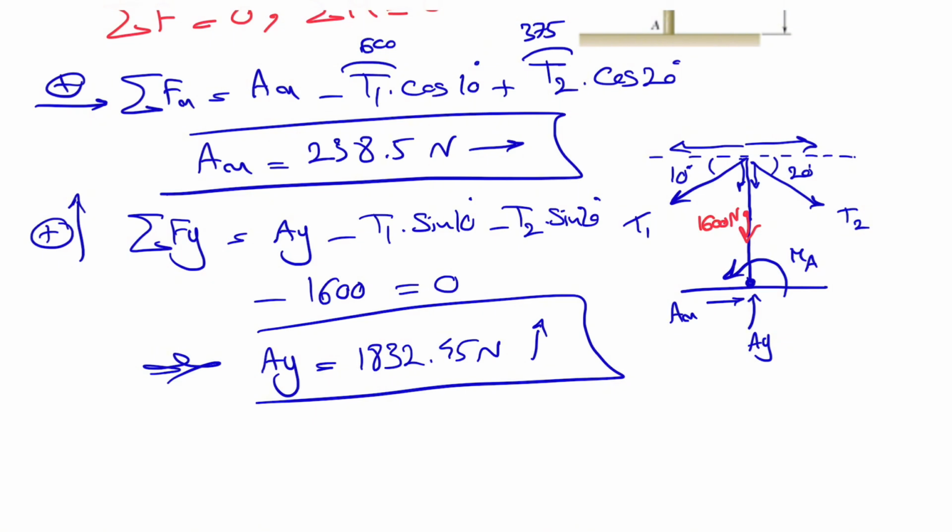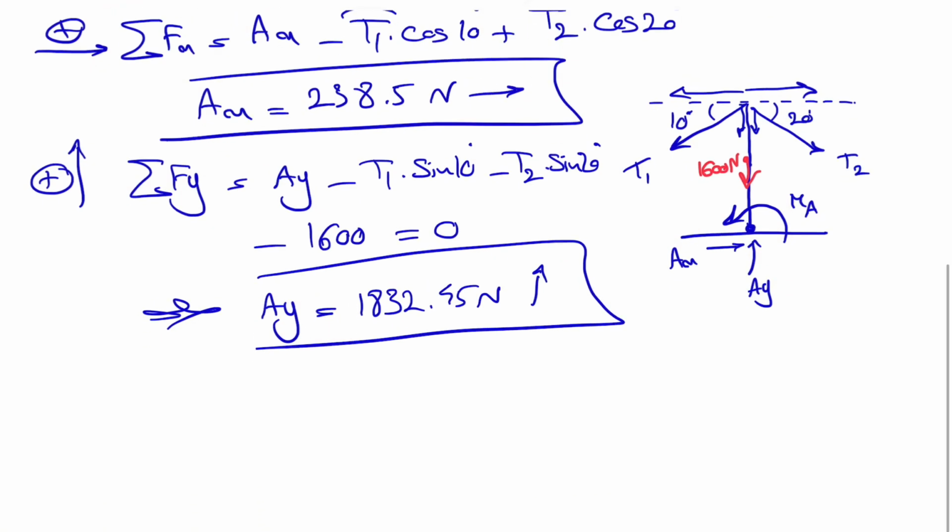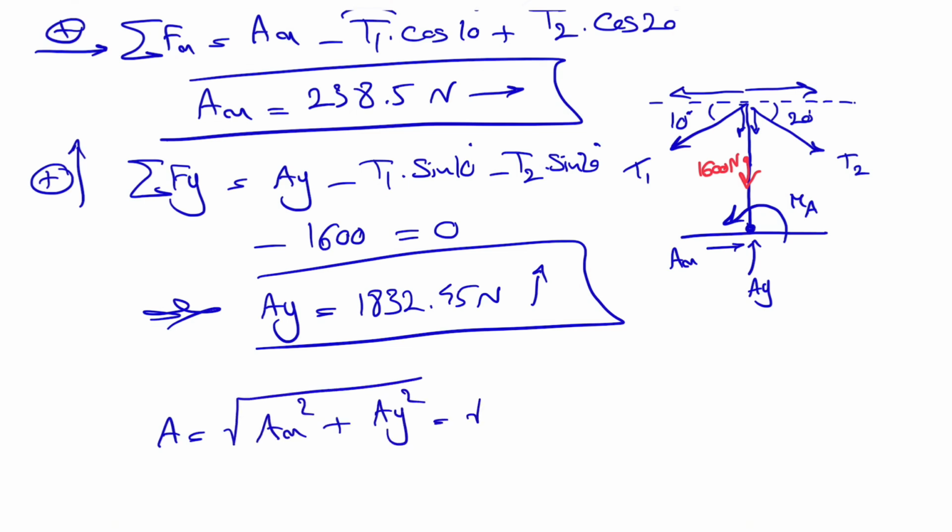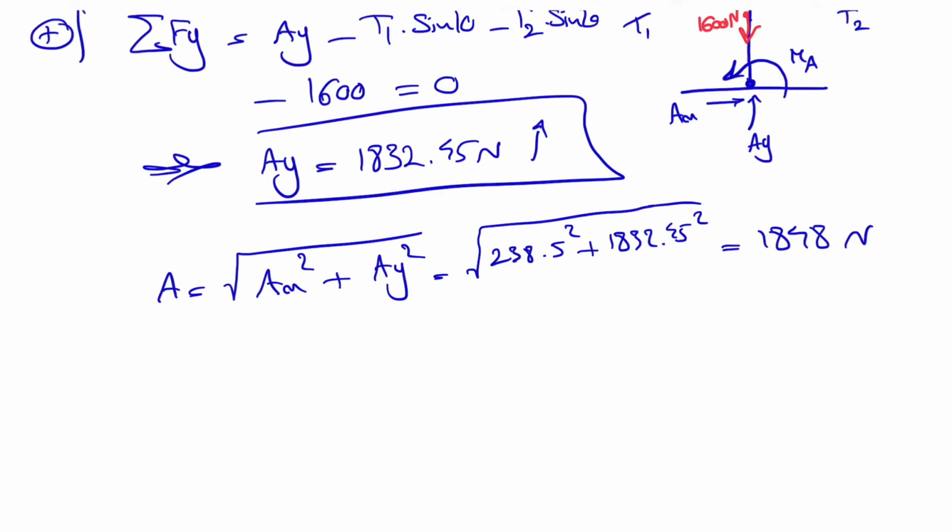So now we have Ax and Ay. We can find the magnitude of the force, which will be the square root of Ax squared plus Ay squared. So we have square root of 238.5 squared plus 1832.45 squared, and this would give us 1848 Newton. And it's not over, we have to find the direction of the A, so we found Ay and Ax in these directions.